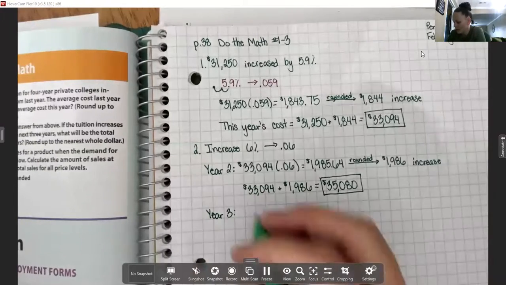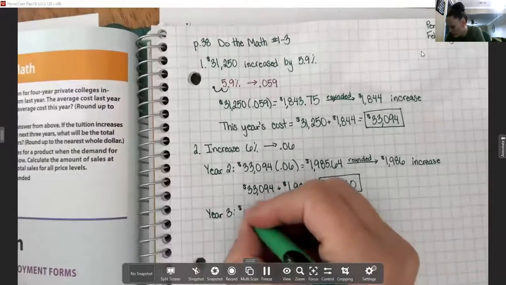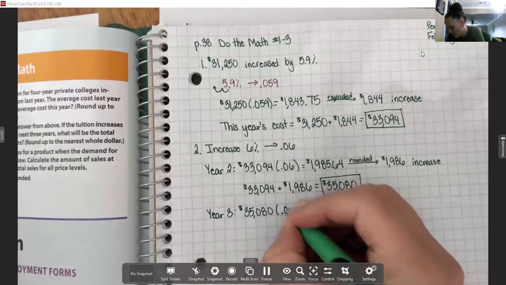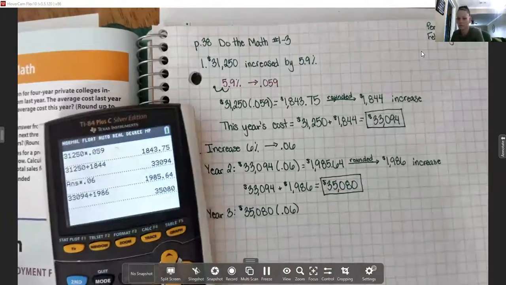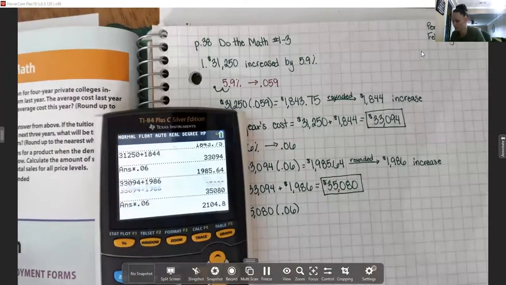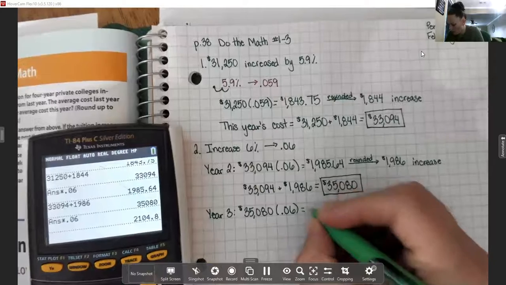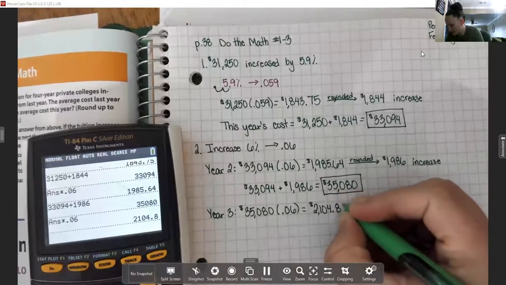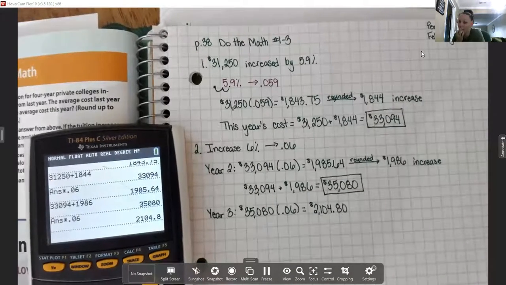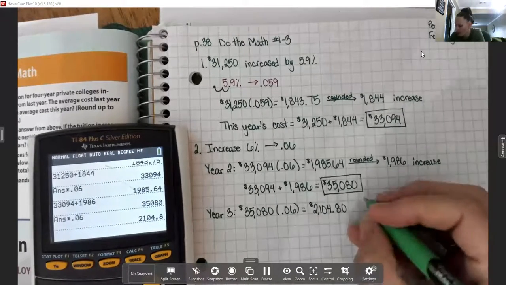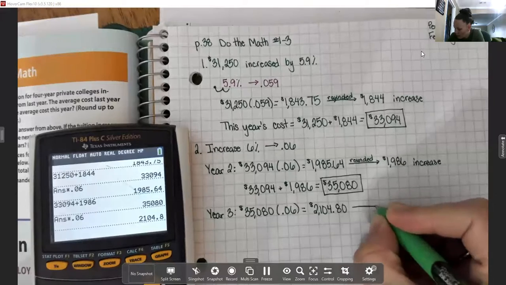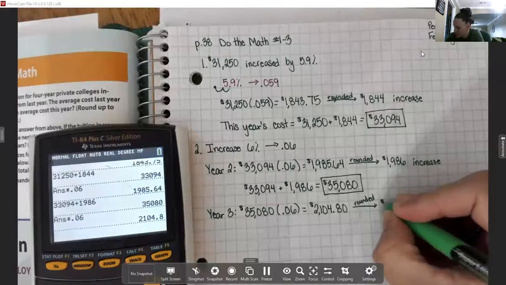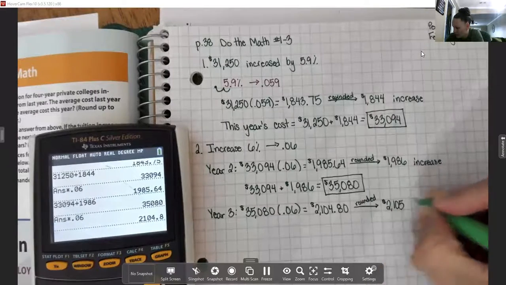So year 3, again, we take the answer from year 2, $35,080, and we multiply it by 0.06, which is $2,104.80. Remember, you have to put the 0 after that 8 if you write it before the rounded. Money is always 2 decimal places. So rounded then is $2,105 increase.